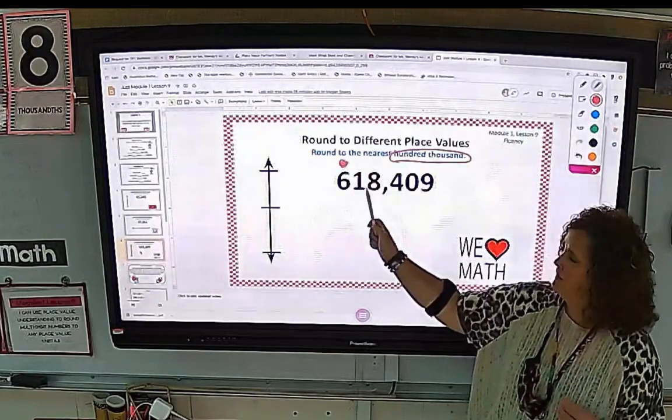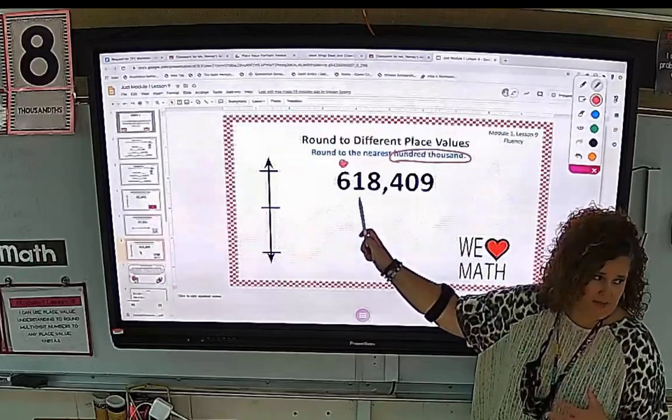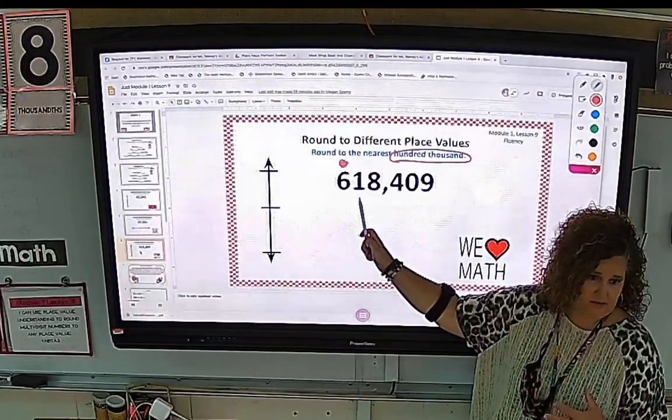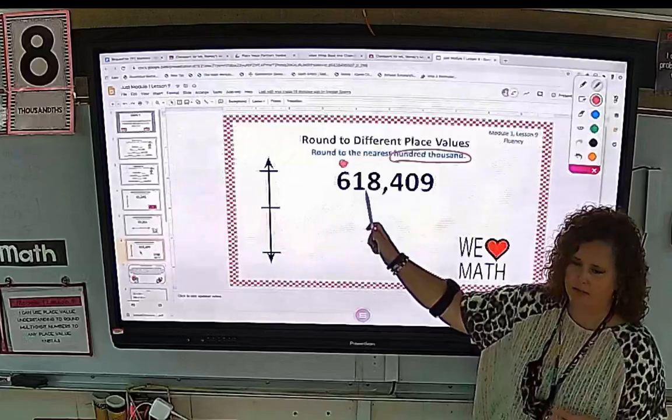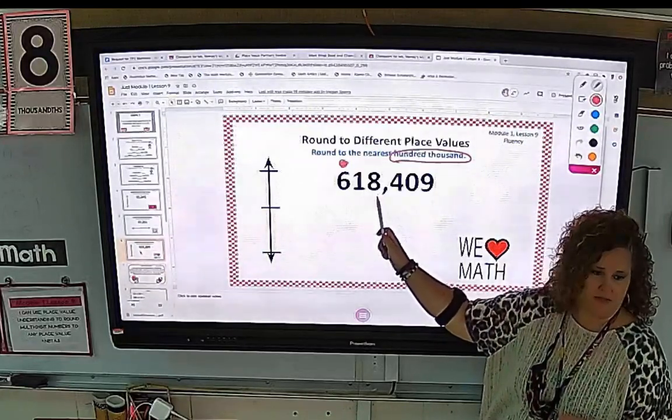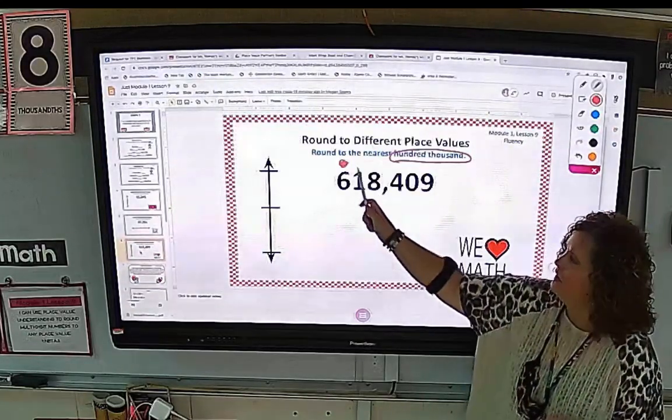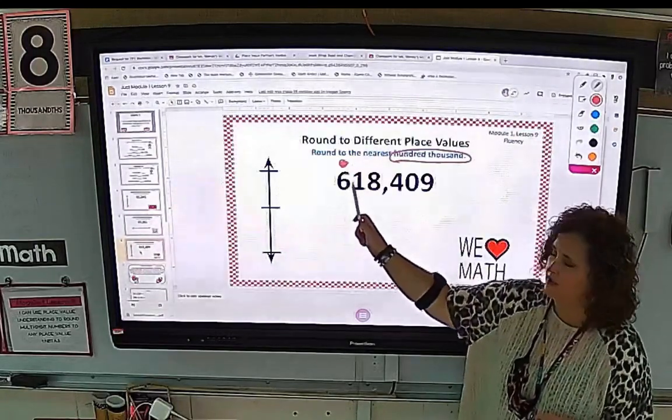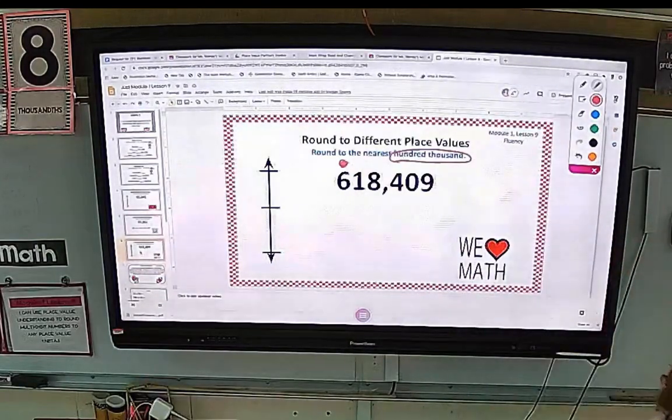Are these big enough to be 100,000s? No, these are just 10,000s. They're not big enough. Are these big enough to be 100,000s? No. Okay, so this time you're only going to look at that digit. You may go ahead and get to work on this one using the number line or doing it the other way.